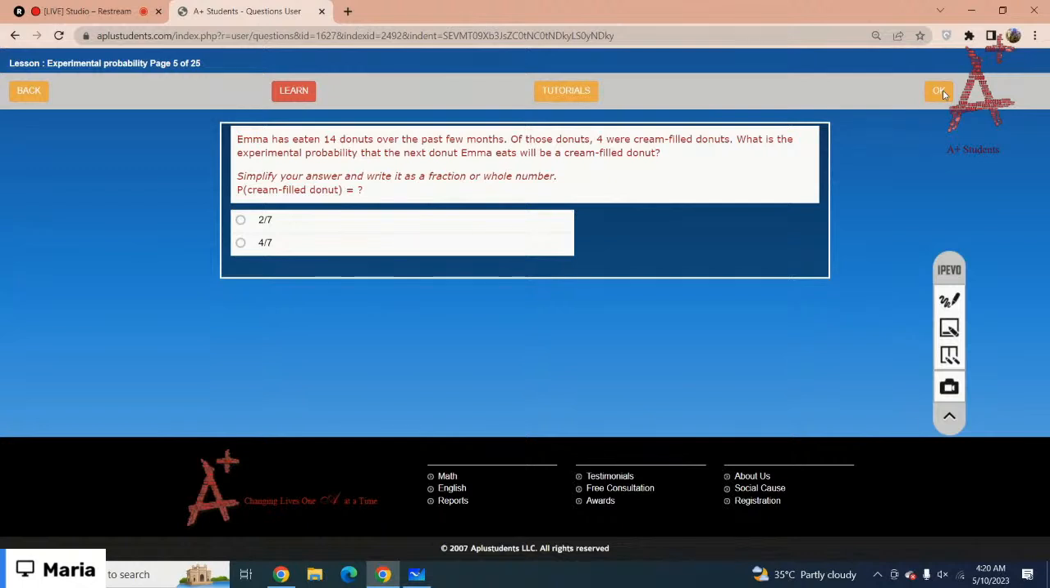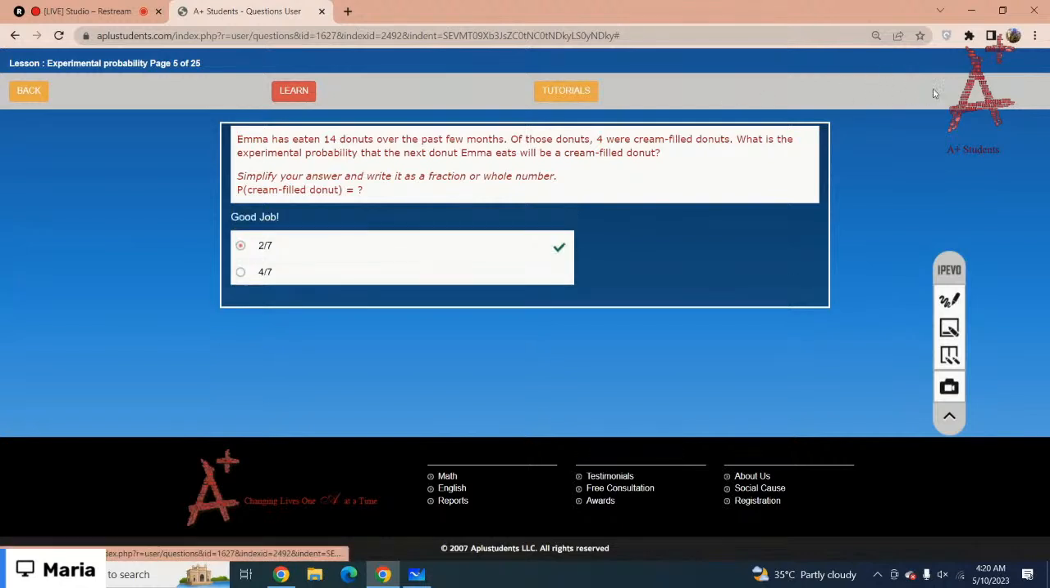It would be 4 over 14. And yes, that would be 2 over 7. You can write the answer in the simplest form. So, it would be 2 over 7.